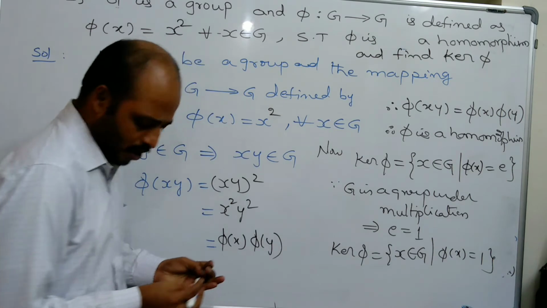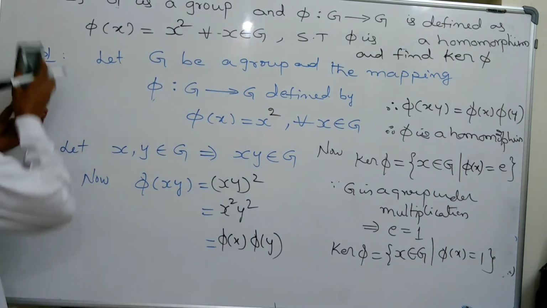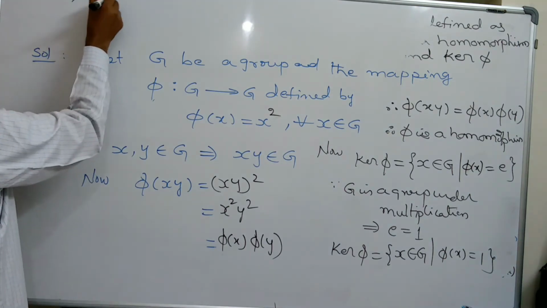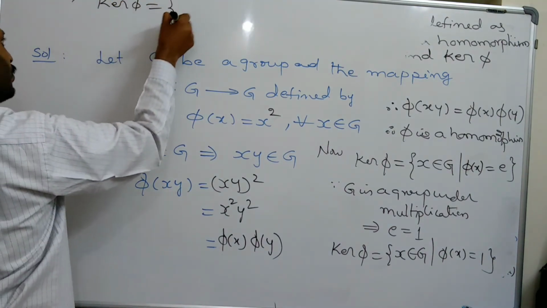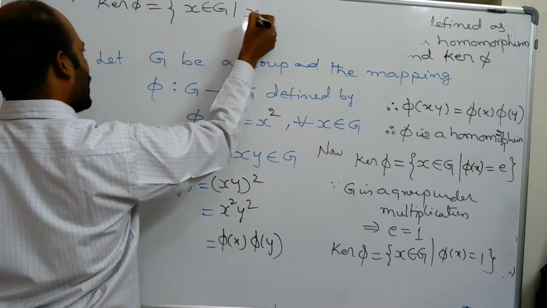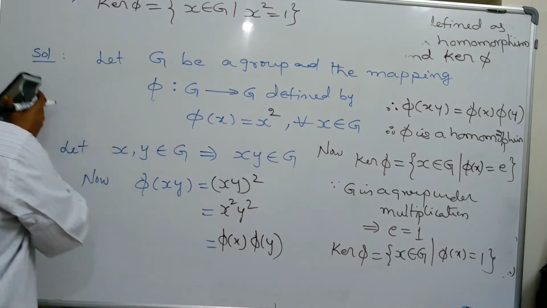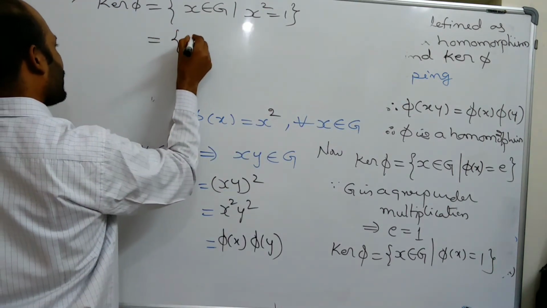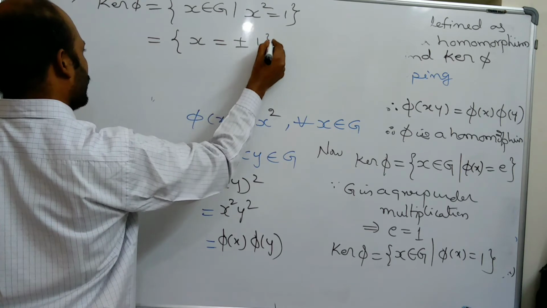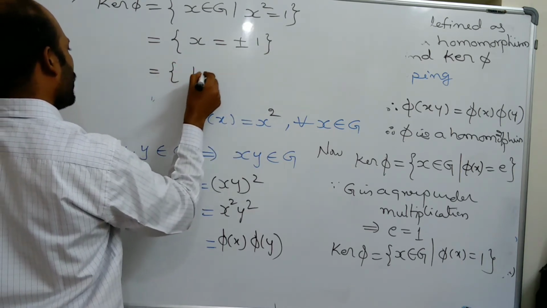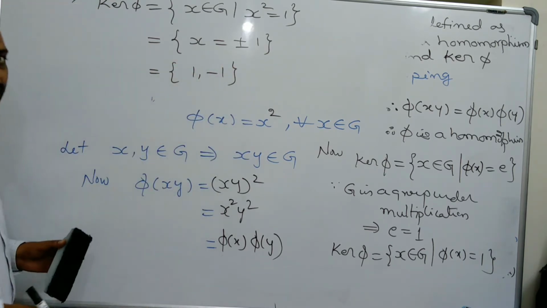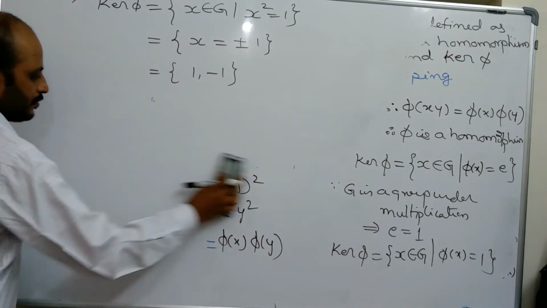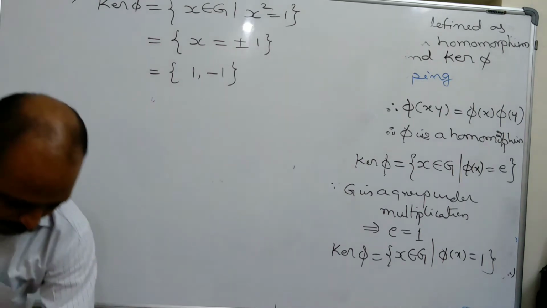What is the definition of pi of x here? Pi of x is equals to x square, which implies kernel phi is equals to x belongs to capital G such that x square is equals to 1. We know that there are only two real numbers satisfying this condition, x is equals to plus or minus 1. So kernel phi contains only two elements, 1 comma minus 1. That's all. Let us solve the next problem.